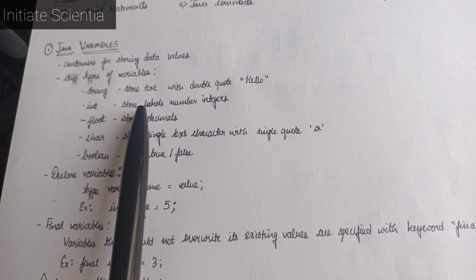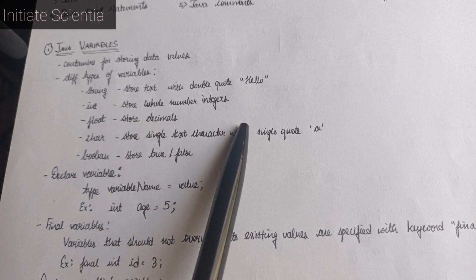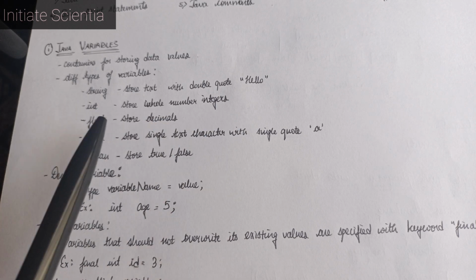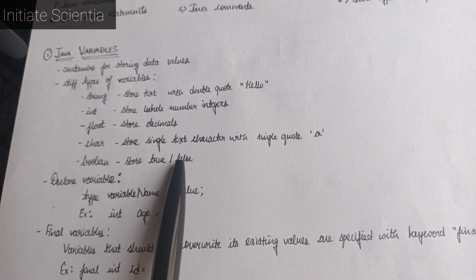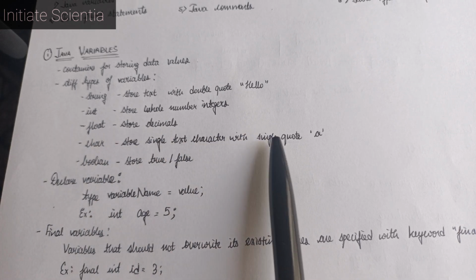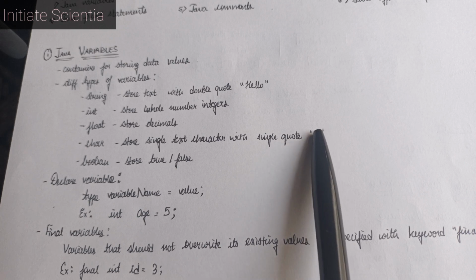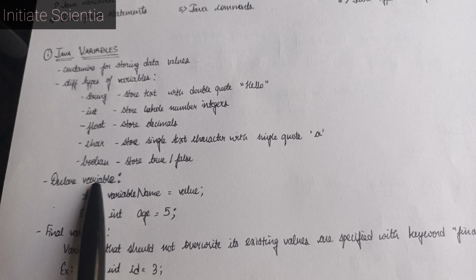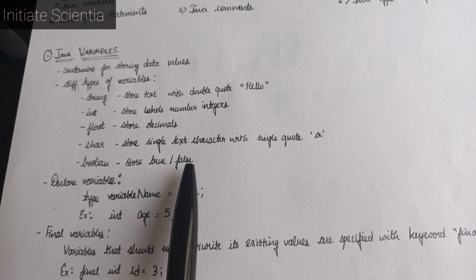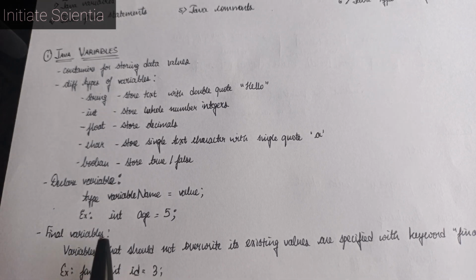Int, integer. These store whole number integers. Float. These store decimals. Char. These store a single text character with single quotes. This is an example, like we can store only one single character here with single quotes. Next, boolean stores either true or false values only.